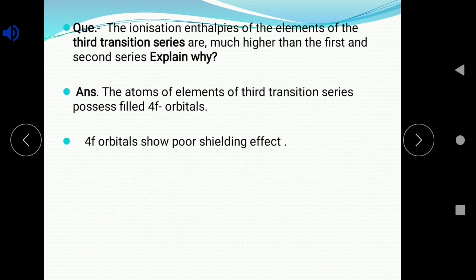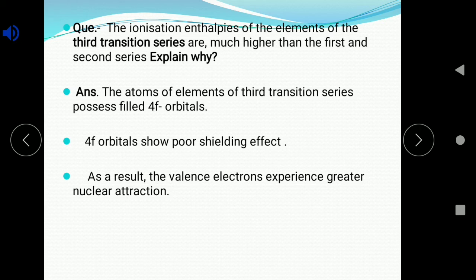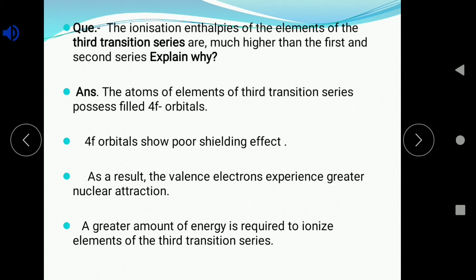But in the case of f orbitals, the electrons enter the pre-penultimate shell and not the last shell. Because of that, there is a poor shielding effect, or almost no effect, from the 14 electrons in the 4f orbital. Hence the electrons in the valence shell, the last shell, experience greater nuclear attraction, greater force, and hence the elements of the third transition series require more energy to remove an electron from them.